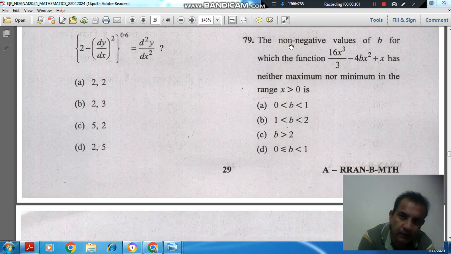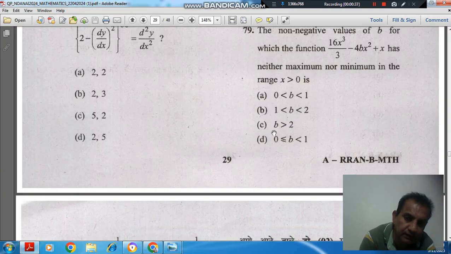Question number 79: the non-negative values of b for which the function 16x cubed by 3 minus 4bx square plus x has neither maximum nor minimum in the range x greater than 0 is: option A, b varying from 0 to 1; option B, b varying from 1 to 2; option C, b greater than 2; and option D, b less than 0 less than or equal to b and b less than 1.